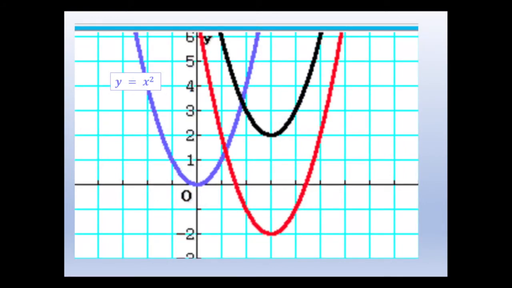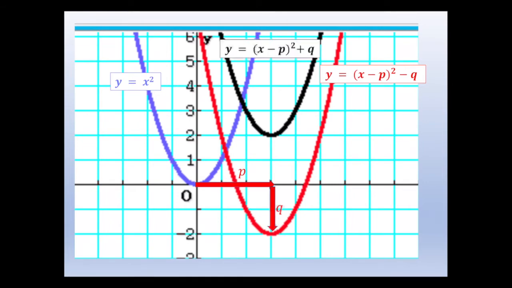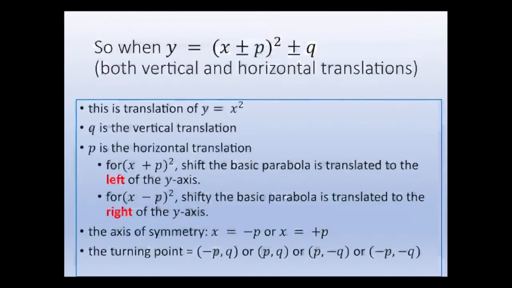Next one, again I'm using the purple line, y equals x squared, the basic parabola. Now, if I plot y equals x minus p all squared minus q, you know that the parabola is moved across to the right by p units and then moved downwards. For the black parabola, x minus p all squared plus q, again move the basic parabola to the right by p units and move up by q.